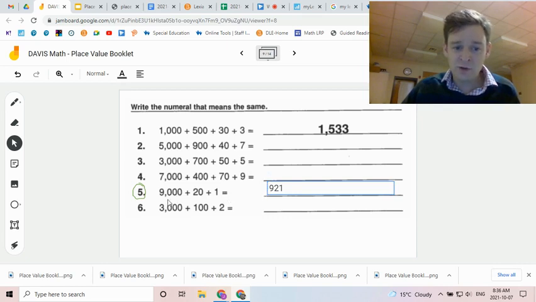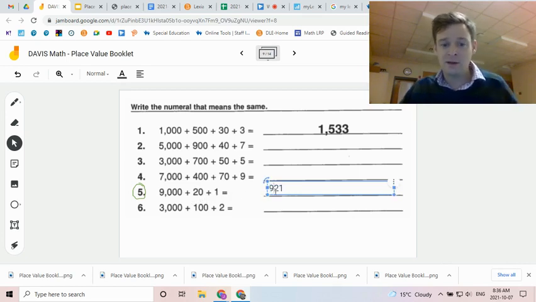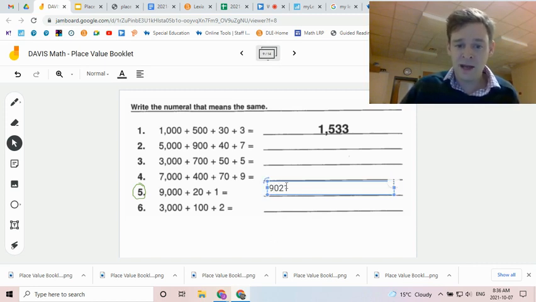Because we know the 2 is worth 20 and the 1 is worth 1, that placeholder will need to go here in the hundreds column. So now we look at our number. We see we have 9 at the beginning, and it's worth 9,000 because it's 4 digits into our number. It's in the thousands column. We have 0 hundreds, we have 2 tens, and 1 one. You can try those ones.